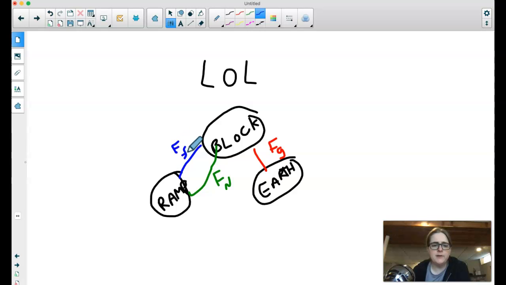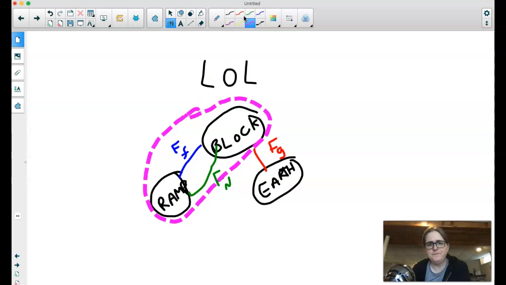Now what I am going to do differently is how I define my system. This time, I want to put my block and the ramp in my system. So there we go. That means that the earth is now outside of my system, so I have an external force, which means that the earth is going to do some work on my block.